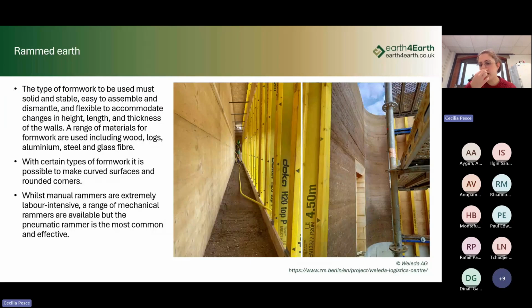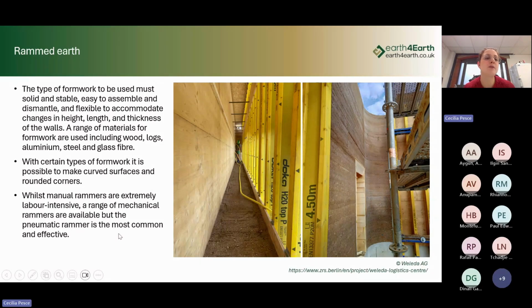And then we're back again to that building made in rammed earth in Germany. We can see here parts of the construction site. We can see that the formwork used is wooden, and we can see that this technique allows to make rounded walls as well. Here we have an opening for a door.